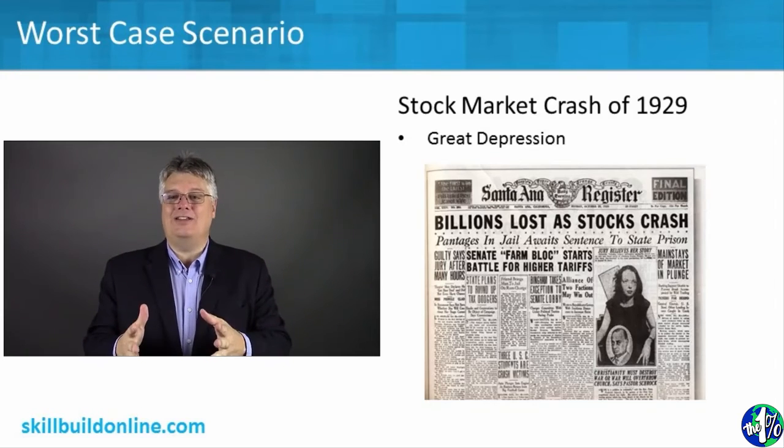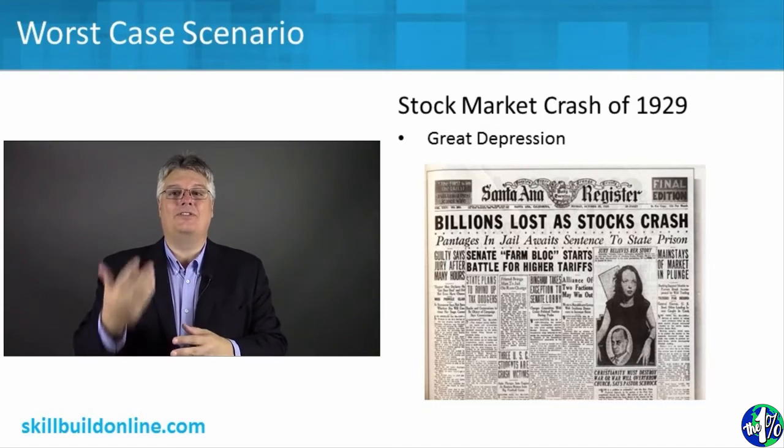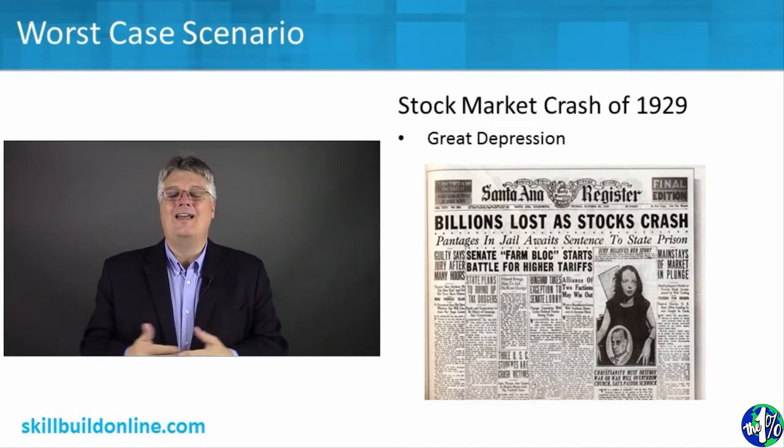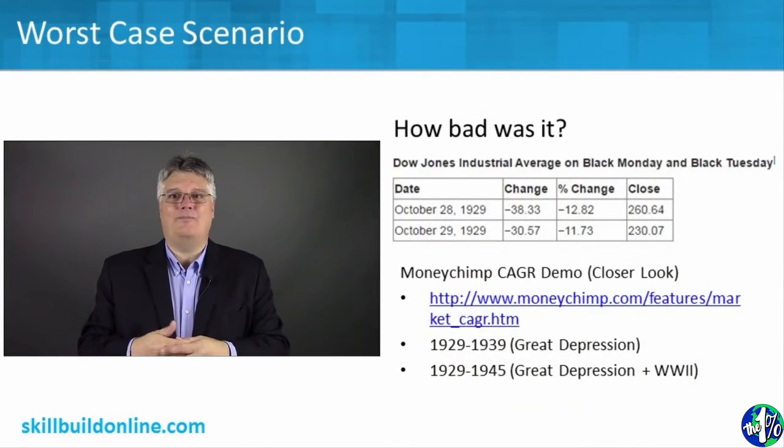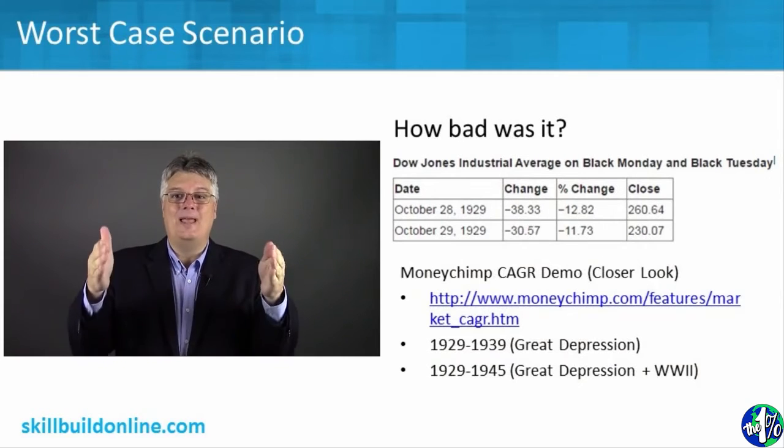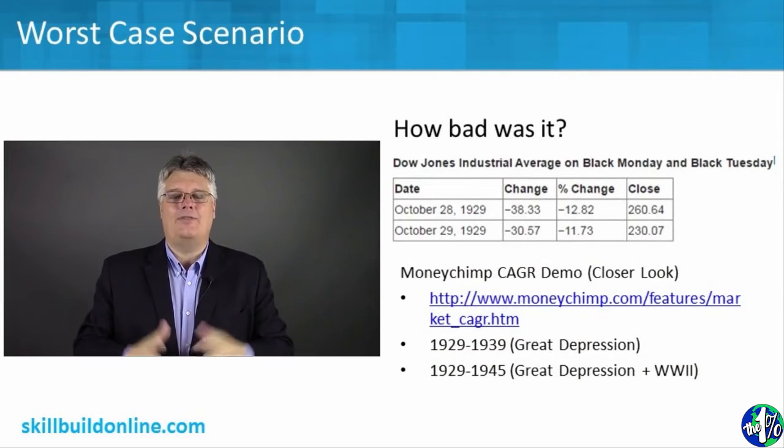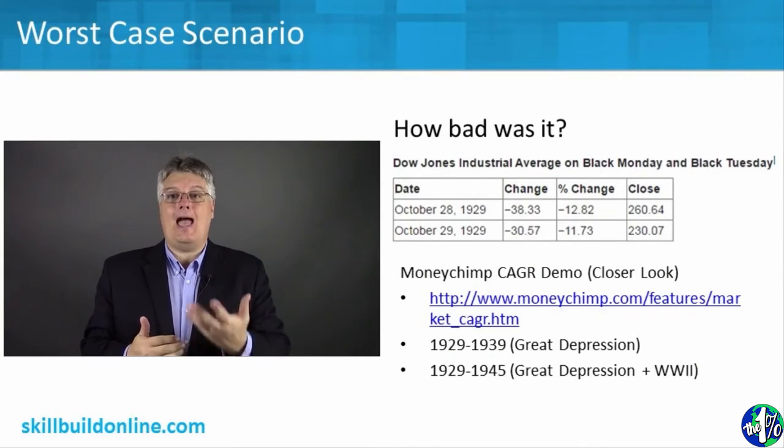So the worst case scenario was the Great Depression and this big stock market crash. You might have heard of the stock market crash, and we're going to look at that. Otherwise known as Black Monday and Black Tuesday. And they weren't black because the numbers went up. They should have been called Red Monday and Red Tuesday because the numbers went down, way down. The stock market crash went way down, worst of all time. And it was bad, really bad.